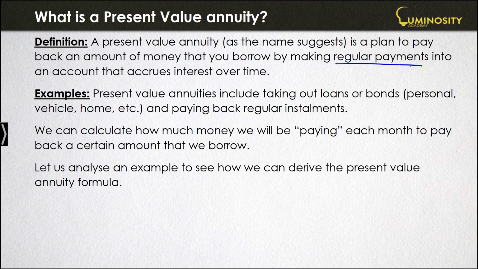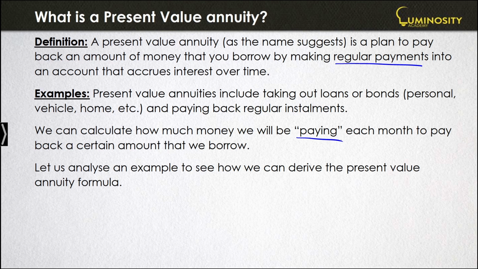Some examples of present value annuities include taking out a loan or a bond for your home or your vehicle, whatever that personal loan might be for, and paying back that loan in regular installments based on the interest that the loan amount will have accrued over time. We can calculate how much money we will be paying each month to pay back a certain amount that we borrow. Let us analyze an example to see how we can derive the present value annuity formula.